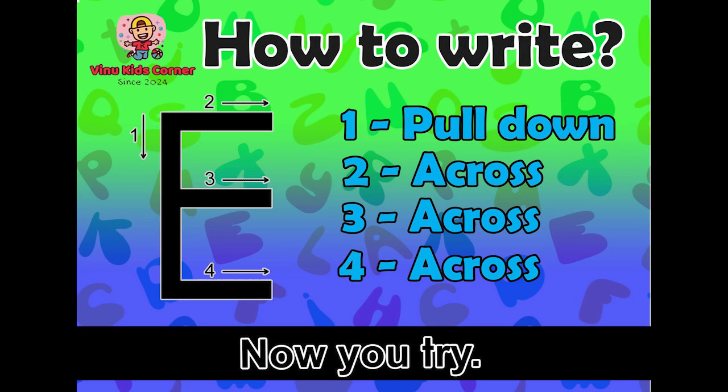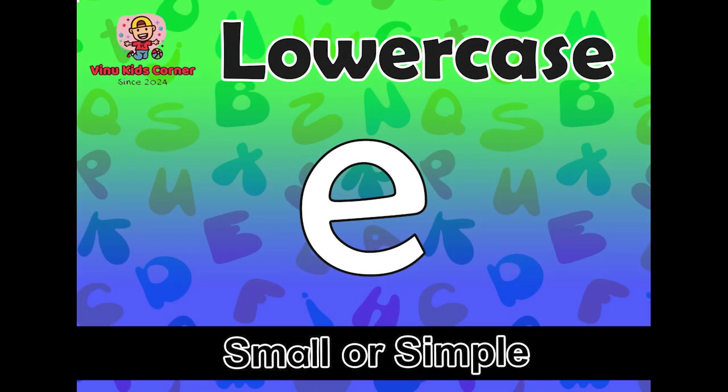Now we are going to write uppercase E. Start with the top and make a line down. Go back to the top and make a line across. Then go to the middle and make another line across. Now go to the bottom and make one more line across. Now you try.